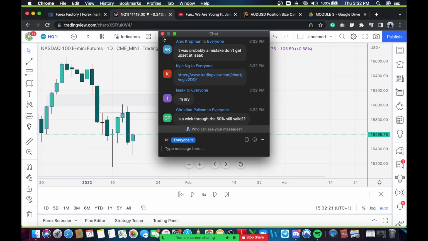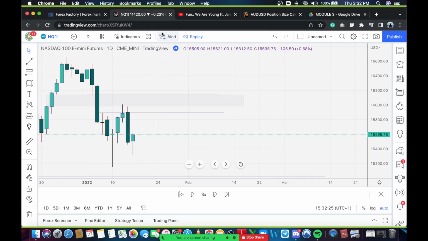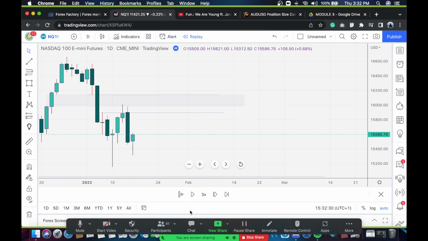Is a wick to 30 to 50% still valid? Yeah, if the market wicks to 30 to 50%, it's still valid. What I'm seeing as a rule is closure. Listen, you don't want to see the market close above the 50%. Now, why is this important for your trading? You want to look at BPRs like you look at immediate rebalances.